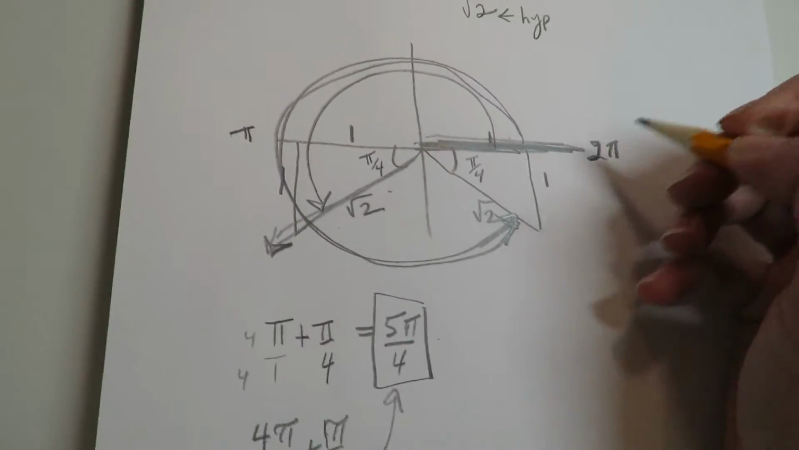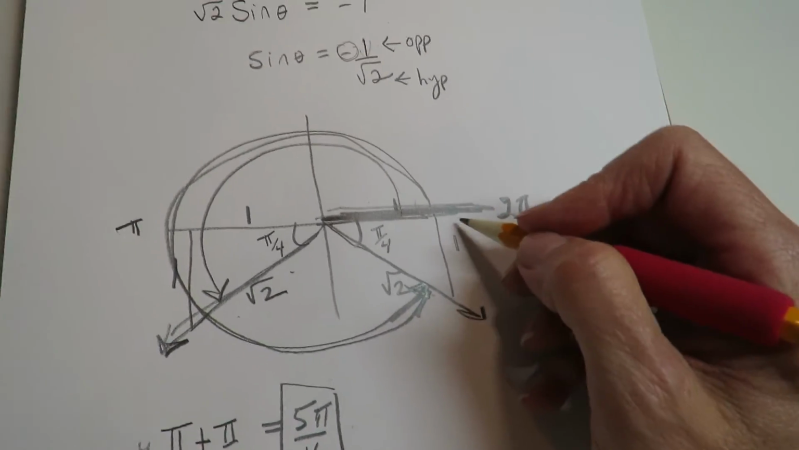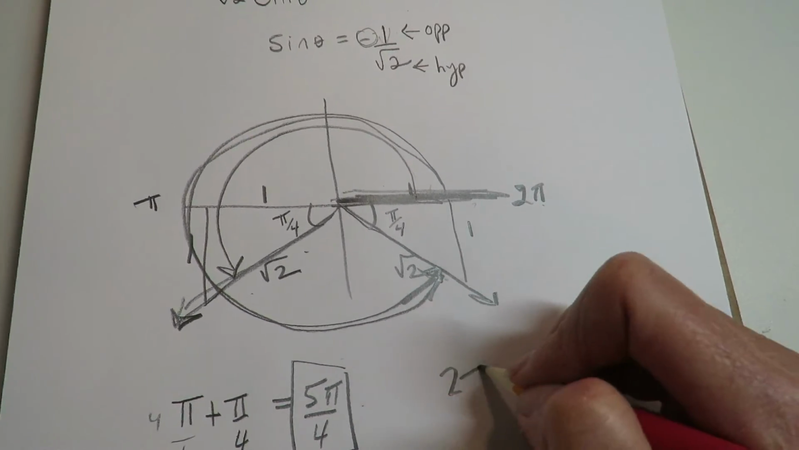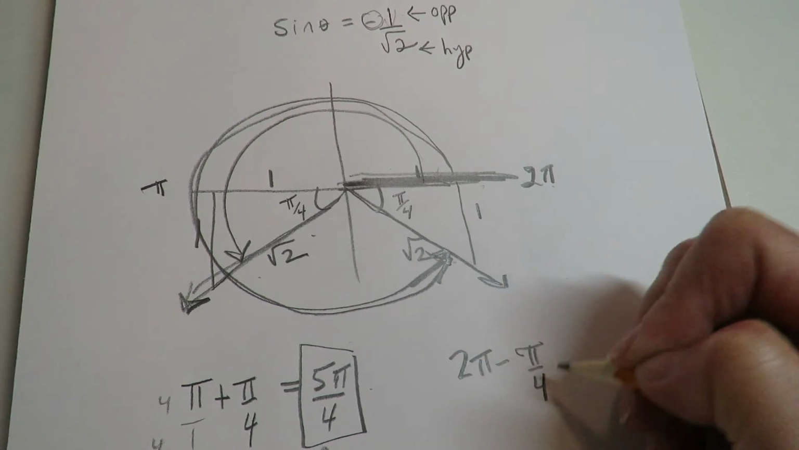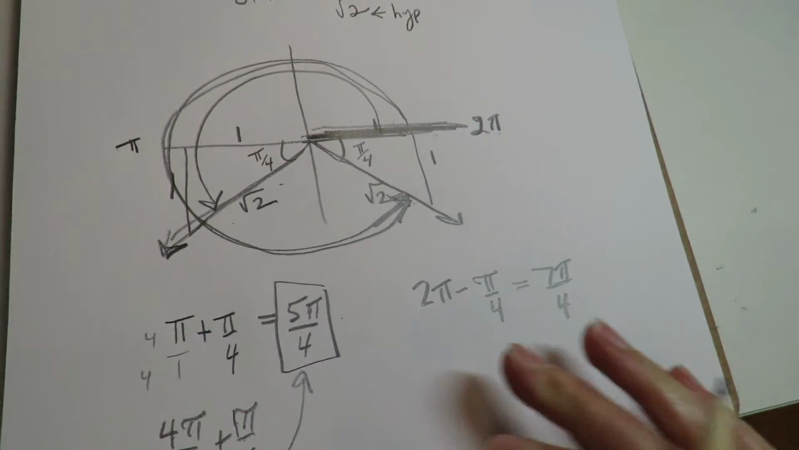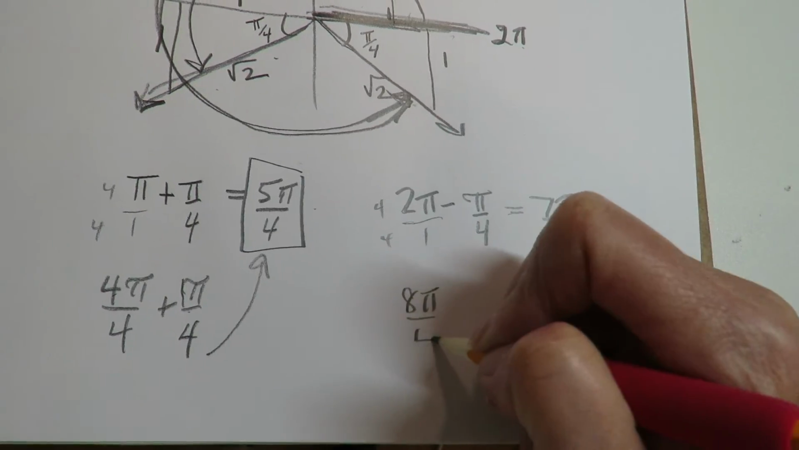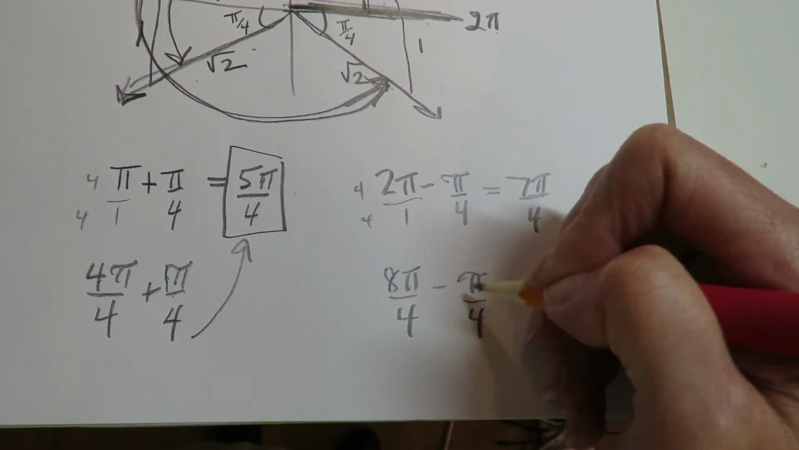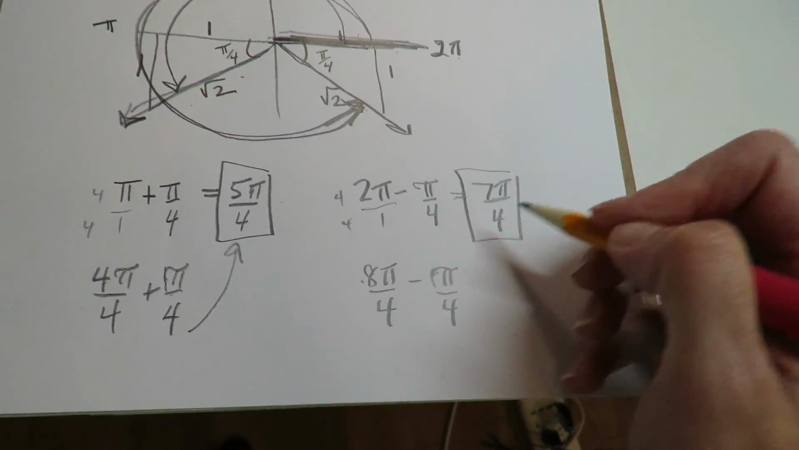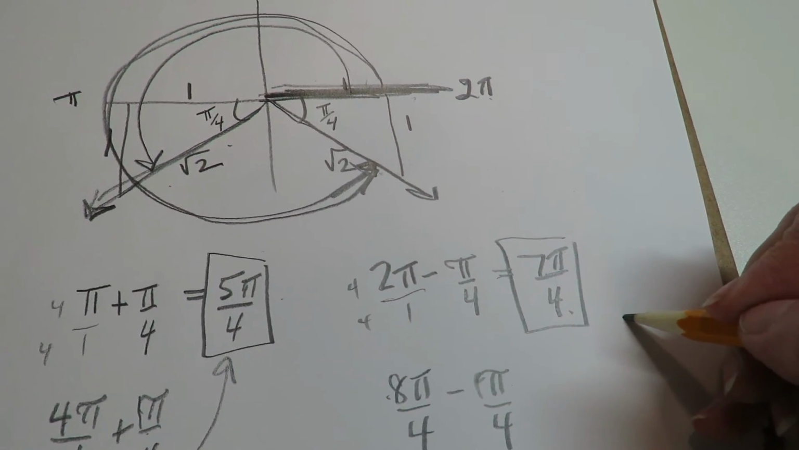Now this terminal side here didn't quite make it to 2 pi. It fell pi over 4 short of making it to 2 pi. So to calculate this one, you have to actually do 2 pi minus pi over 4, which is 7 pi over 4. But let me just do the LCD for people who are going to need that. So 8 pi minus 1 pi is 7 pi over 4. So this is your quadrant 4 angle. This will rotate your terminal side into quadrant 4.